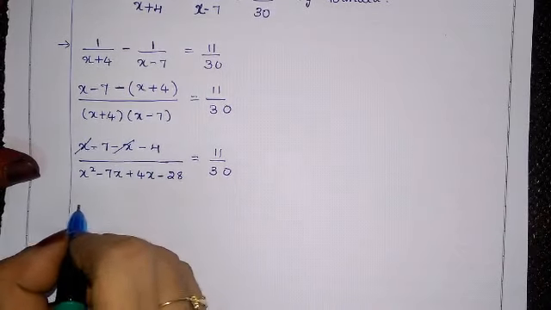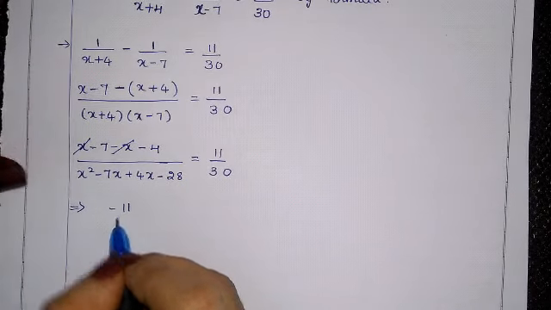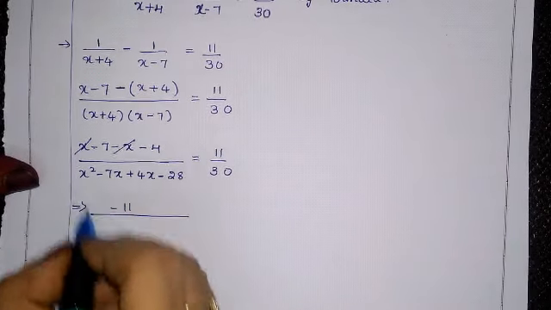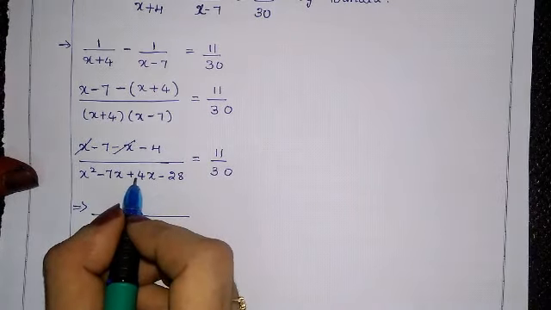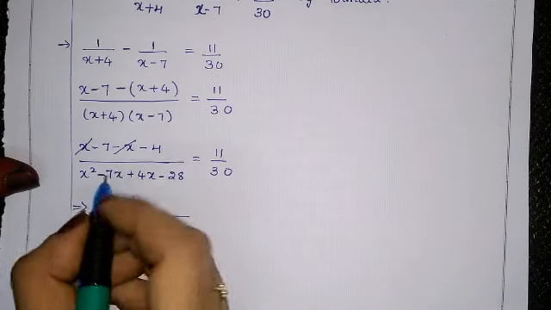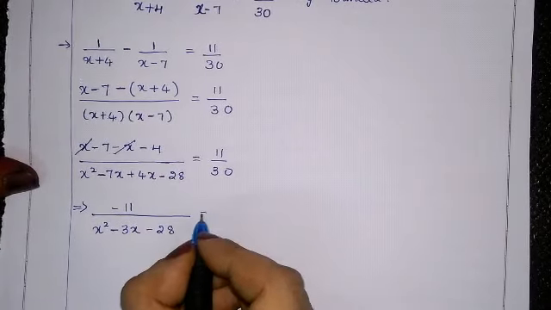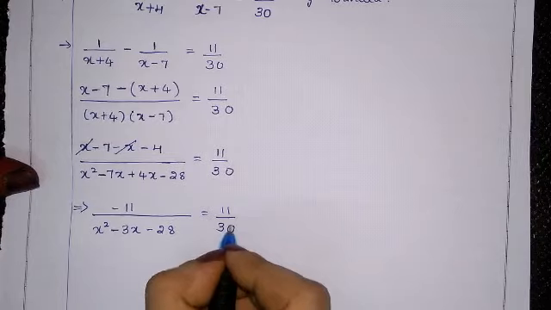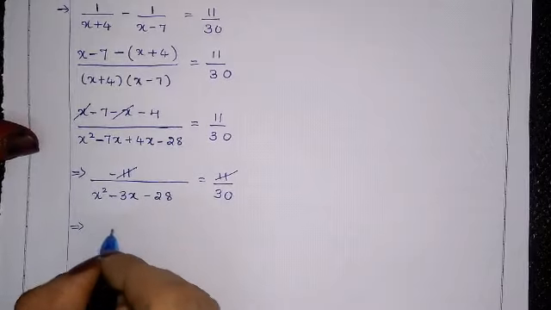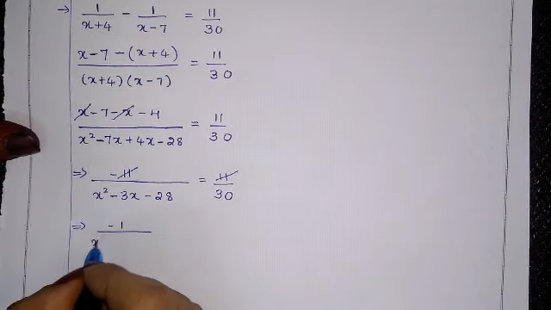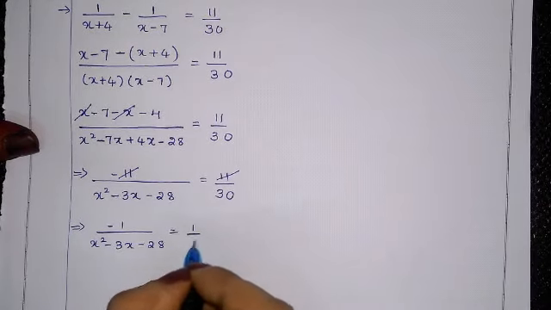Next step, now x gets cancelled. Minus 7 minus 4 is minus 11, upon x squared. Minus 7x plus 4x is minus 3x, since the greater number is negative, so minus 3x minus 28 is equal to 11 by 30. Now we can see here 11 gets cancelled. What is left in the next step? Minus 1 upon x squared minus 3x minus 28 is equal to 1 by 30.